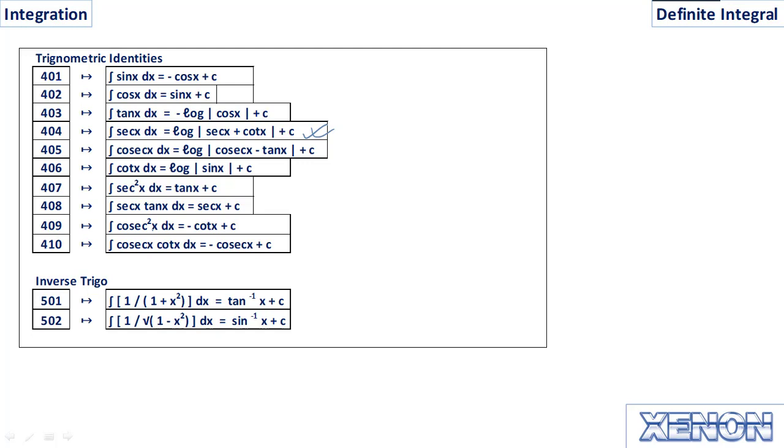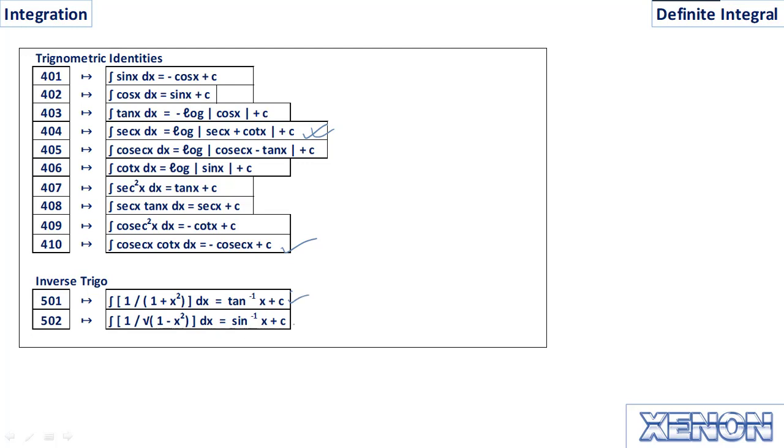Similarly, the integration of cosec square x will be minus cot x plus c. Integration of cosec x cot x dx equals minus cosec x plus c. Inverse trigonometric functions. Actually, we know the differentiation of tan inverse x equals 1 upon 1 plus x square. So, the integration of 1 upon 1 plus x square dx equals tan inverse x plus c.